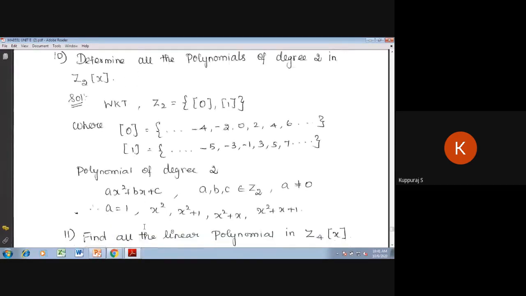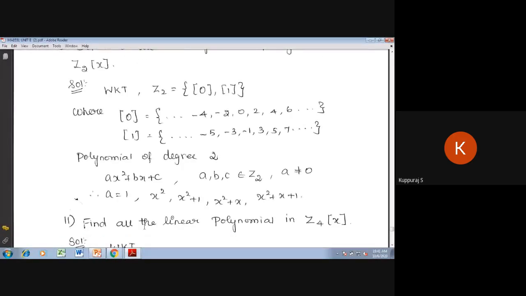Now putting a equal to 1 and taking b and c as 0, you get the first polynomial of degree 2, that is x square. Putting a equal to 1, b equal to 0, and c equal to 1, you get another second degree polynomial, x square plus 1. Putting a and b as 1, c as 0, you receive x square plus x, the third second degree polynomial. Putting a, b, c as 1, you get x square plus x plus 1.